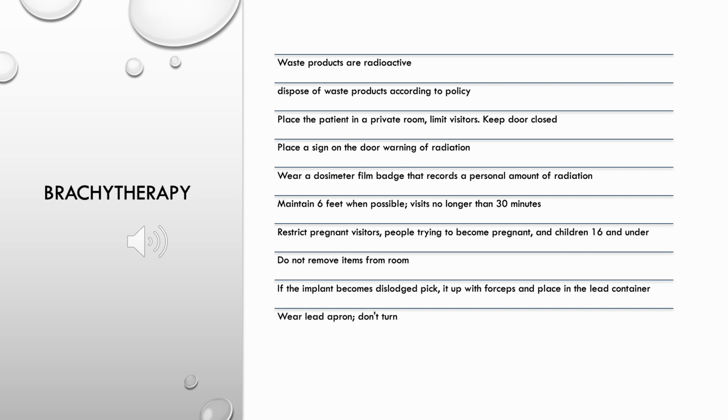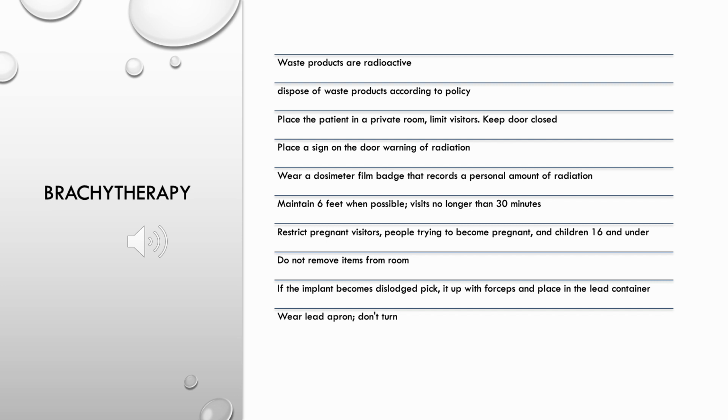You place the patient in a private room, limit visitors to 30 minutes per day, keep the door closed. Okay? You want to place a sign on the door warning of radiation because you do not want pregnant people going in there or children going in there. You're going to wear a dosimeter, which is a film badge that records the personal amount of radiation you are experiencing. You've probably seen x-ray technicians wearing these. Okay, so you will have one that is delegated to you if you work in an area with brachytherapy.